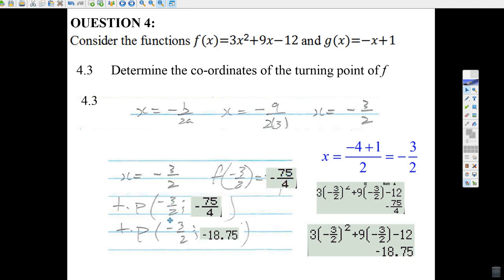So your turning point is minus 3 halves for the x-coordinate, minus 75 over 4, or minus 18 and 3/4, that's 18.75, for the y-coordinate. And that's your answer. So there you go.